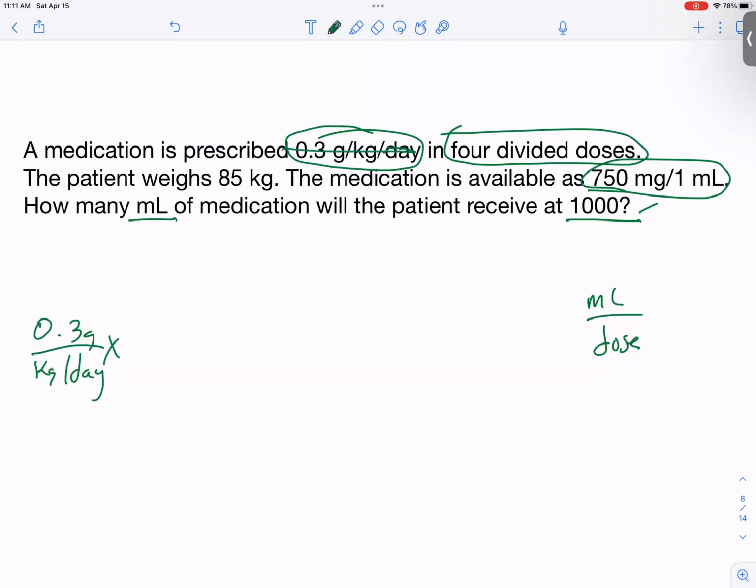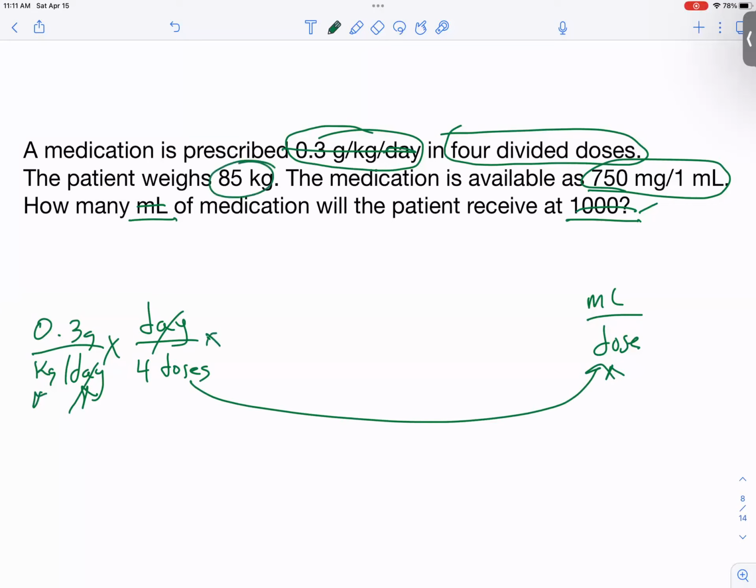Use that. I know I'm giving milliliters. So how do I get rid of the word day and get the word dose? Well, every day the patient's going to get 4 doses. Boom, now I have dose. Yay. How do I get rid of kilogram? I use the patient's weight. 85 kilograms. Boom, boom, yay.